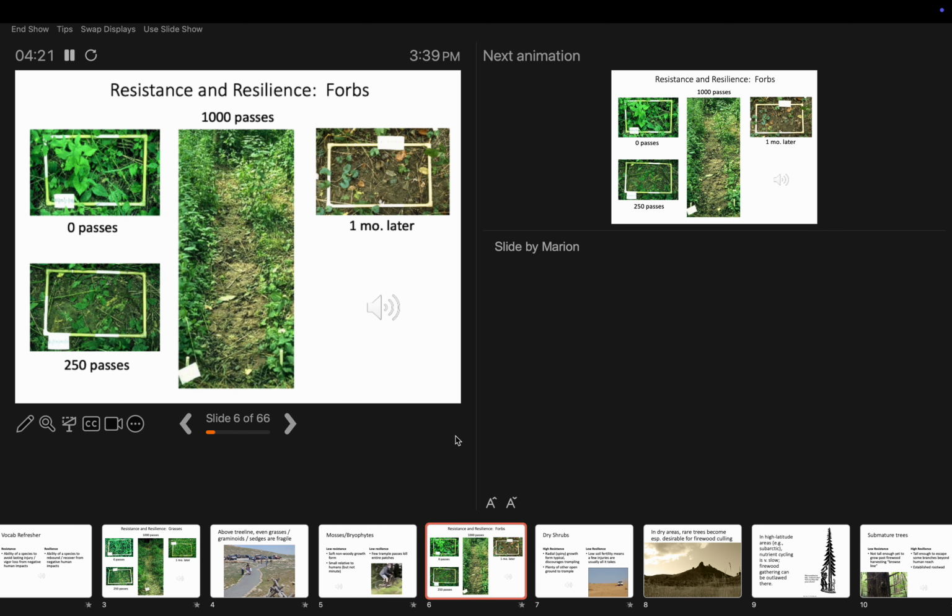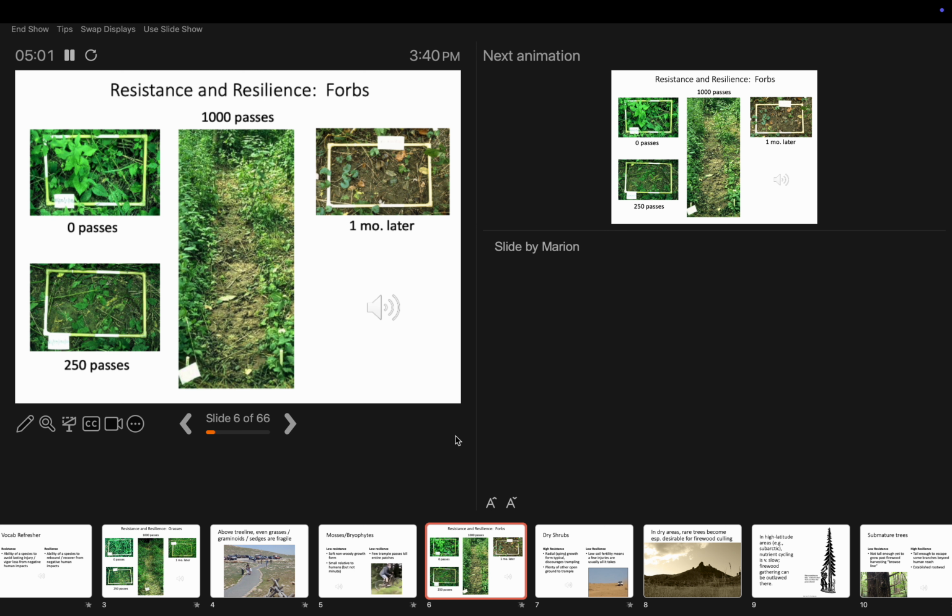Shifting from grasses to forbs, so things like ferns and broadleaf plants, we're gonna see less resistance, right? So this is looking pretty trashed after 250 passes, and less resilience, right? So after 1,000 passes and leaving a month for regeneration, for regrowth later in that season to happen, forbs just don't do as well, right? So we're snapping off more fronds, crushing the tissue of the plant much more effectively than with grassoids, which just prostrate and spring back up.